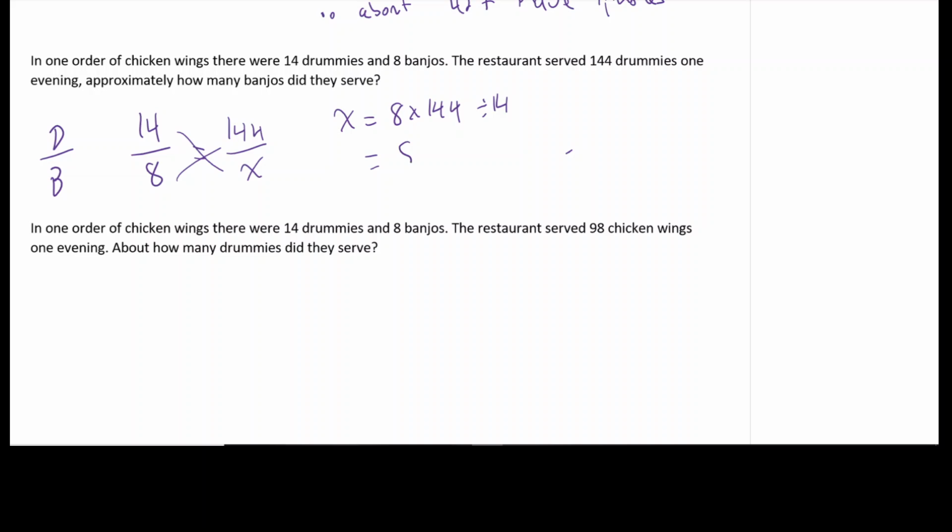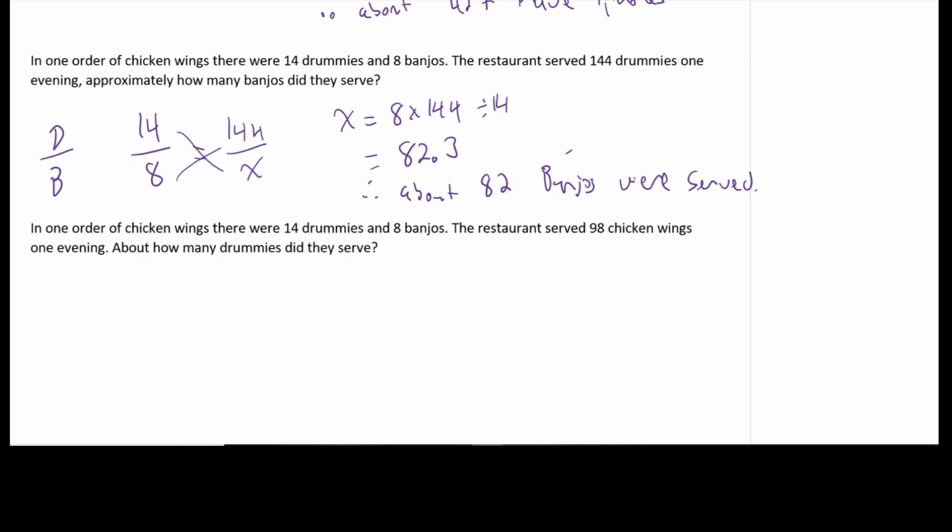And again, I get a decimal answer here. 82.3 it rounds to. So again, therefore, about 82 banjos were served. So that's that one. And again, you can pause, read the second one here, and see if you can set that one up on your own and get the answer.